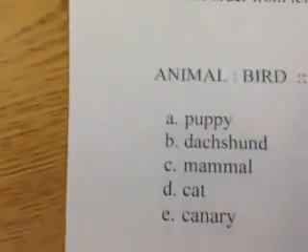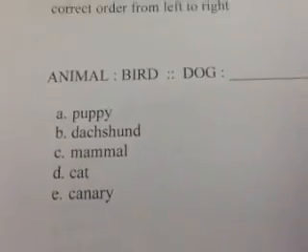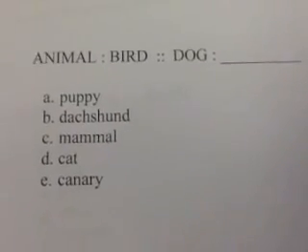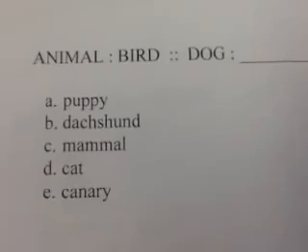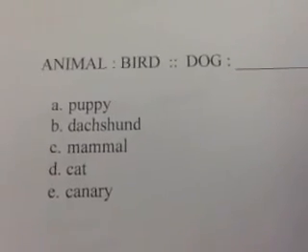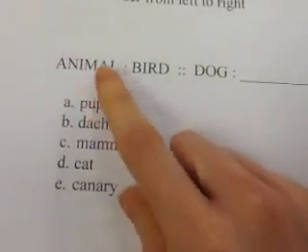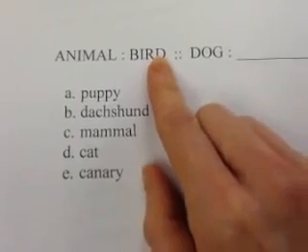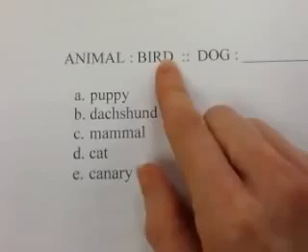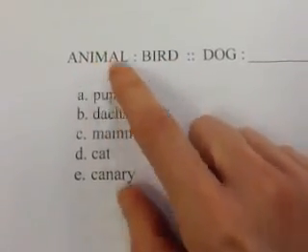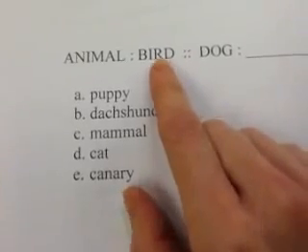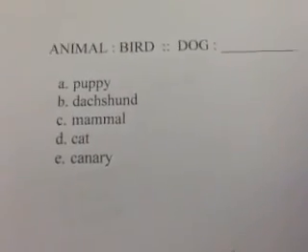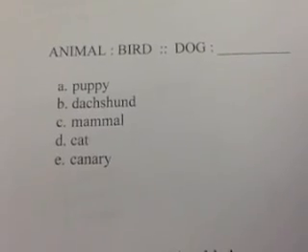Here we've got a new analogy problem for you, and it looks like this. It says, animal is to bird as dog is to blank. So what we need to do is create a sentence that talks about the relationship between the animal and the bird, keeping them in the same order. So go ahead, hit the pause button, and come up with a sentence that explains the relationship of animal and bird, making sure you keep them in that order from left to right. Once you've got that sentence figured out, hit the play button again.